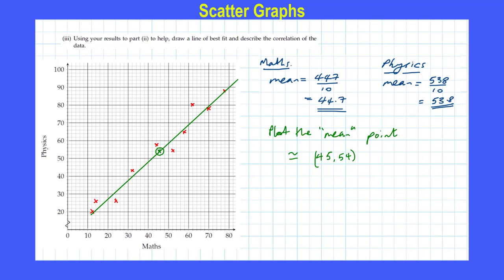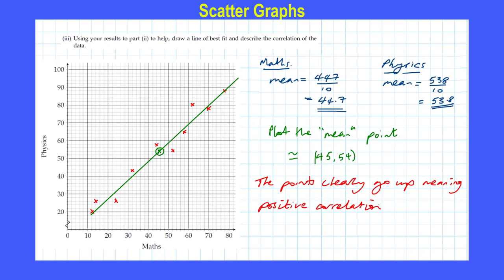Now what I'm going to draw is a straight line that passes through that point, and it's got to fit between the other ones as best I can. So just by doing this by eye, looking at it and saying it's about there. As we said before, the points are clearly going up, so it's definitely positive correlation, and actually the points are quite close to that line, so it's quite strong positive correlation.